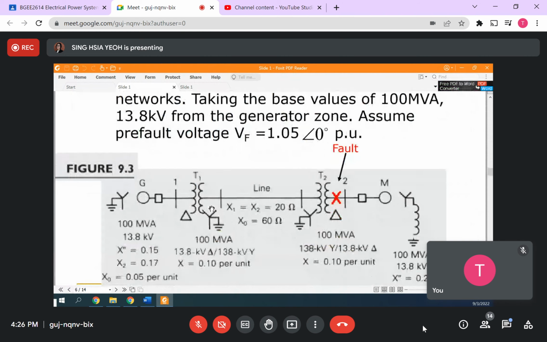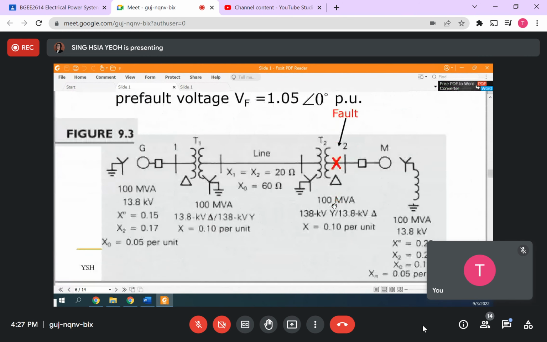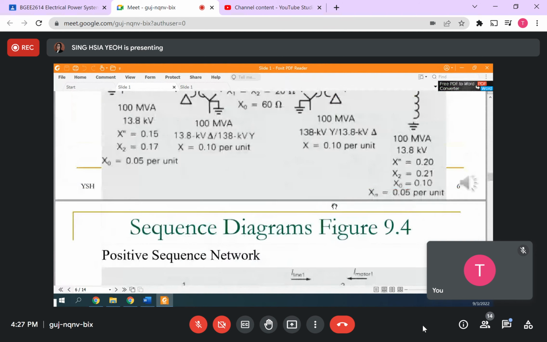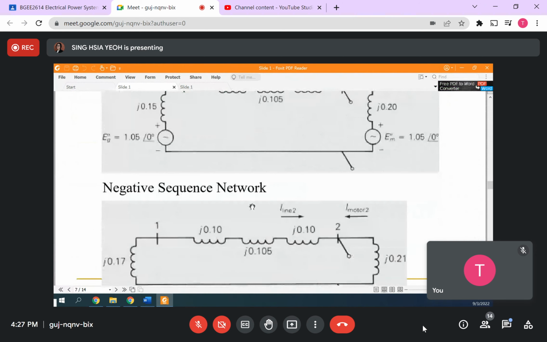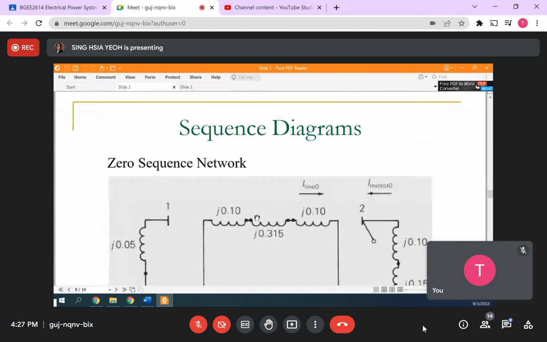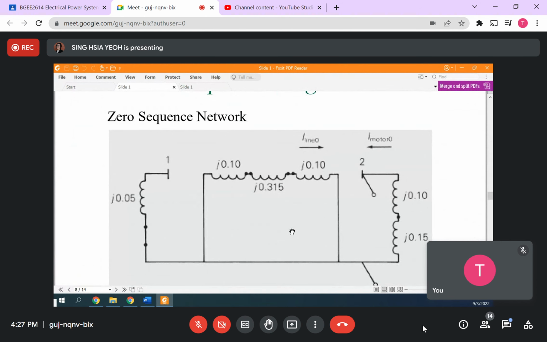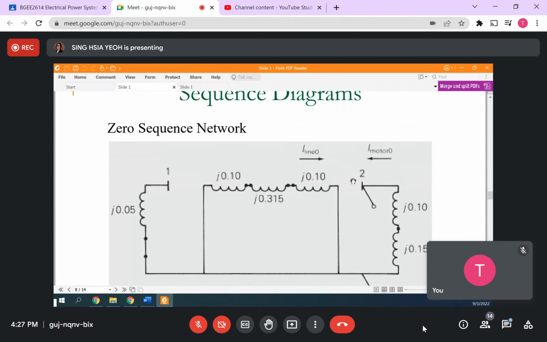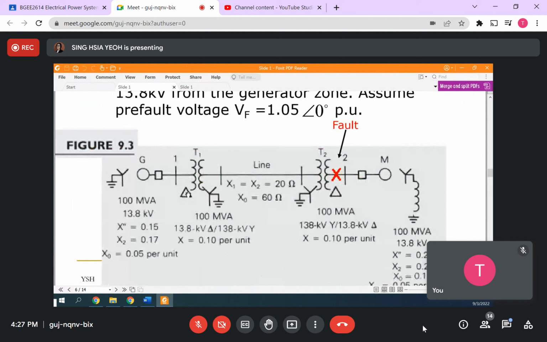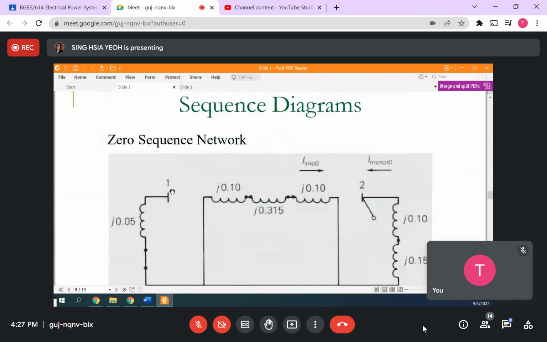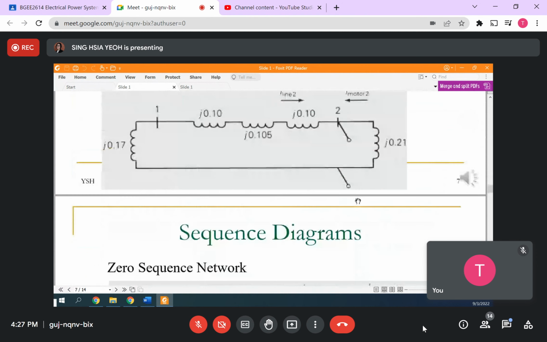This is an example. If your fault occurred here, then first of all, what you need to do is draw the positive sequence network out, negative sequence network out, and zero sequence network out. And why is it empty, open circuit here? It is because of the delta. You still remember we learned in the sequence network chapter, right? If it is a delta, that means it is open circuit for zero sequence only. So that's why it's open here. Are you okay?